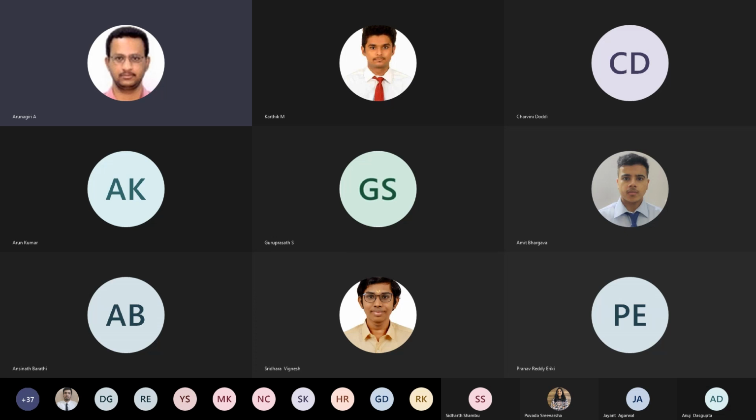So I request you all to kindly refresh the basics of condensation: film-wise condensation, drop-wise condensation, and how the equations are arrived at to estimate the heat transfer coefficient for vertical and horizontal conditions. Tomorrow we will start the discussion on the design of condensers.